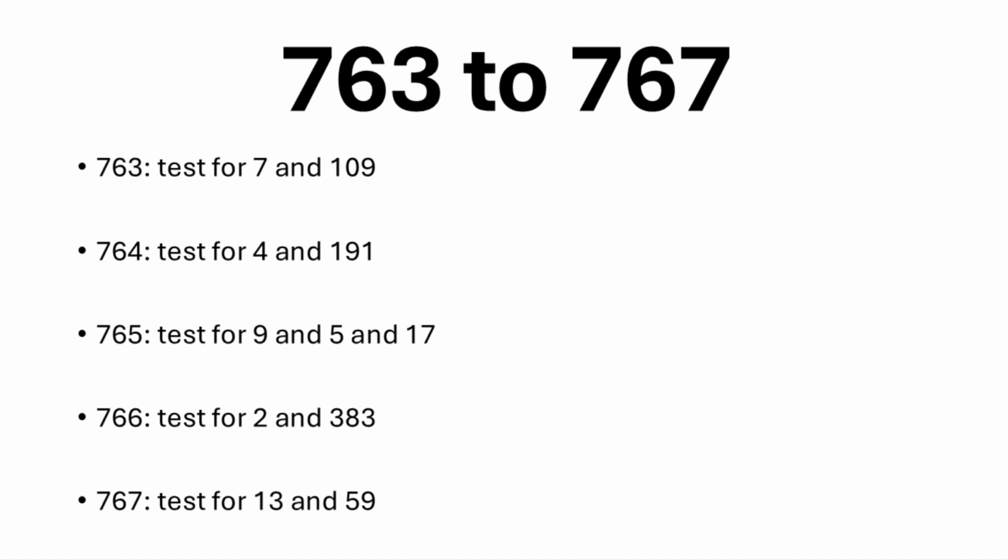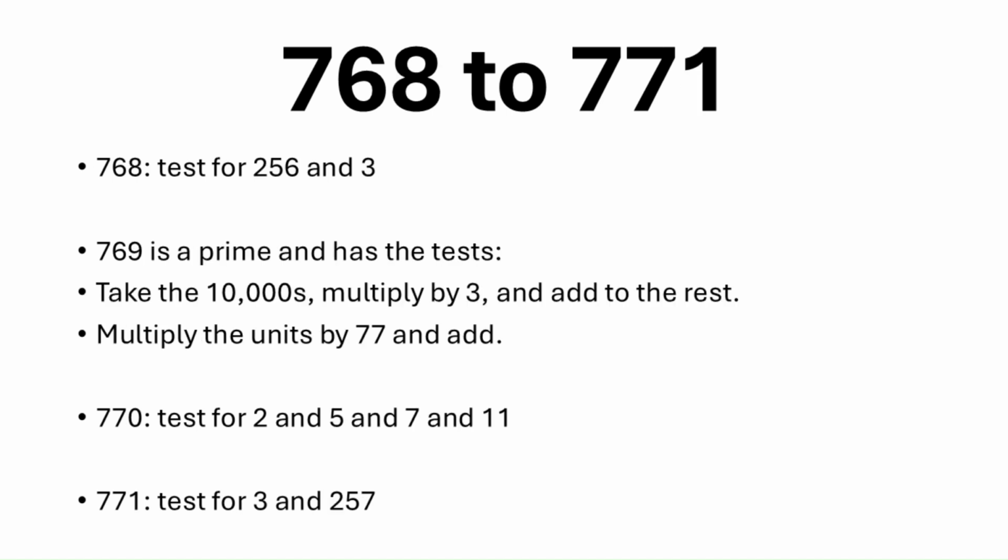765, test for 9 and 5 and 17. 766, test for 2 and 383. 767, test for 13 and 59. 768, test for 256 and 3. 769 is a prime and has the tests. Take the 10,000s, multiply by 3, and add to the rest. Multiply the units by 77 and add.